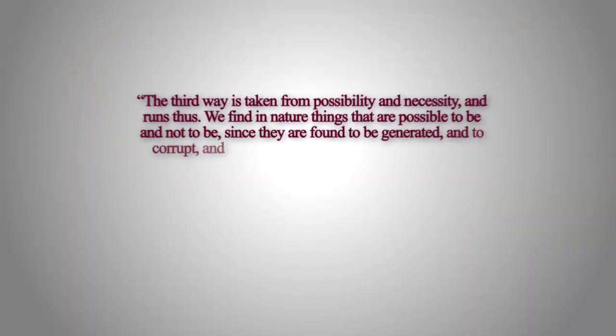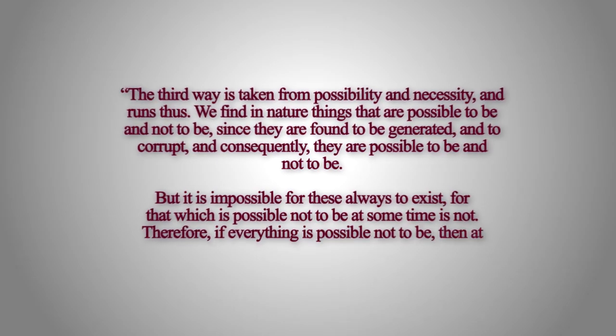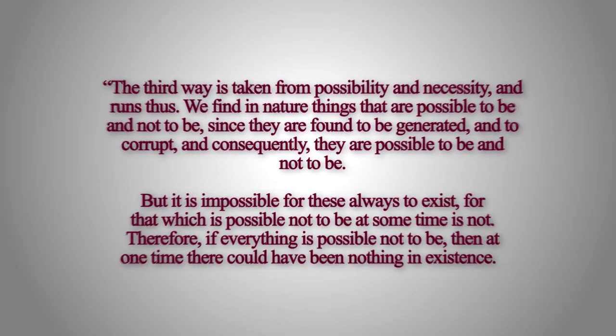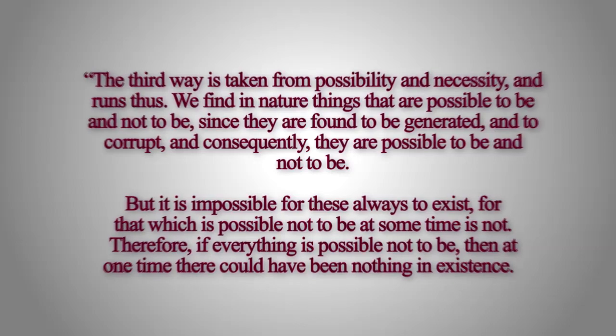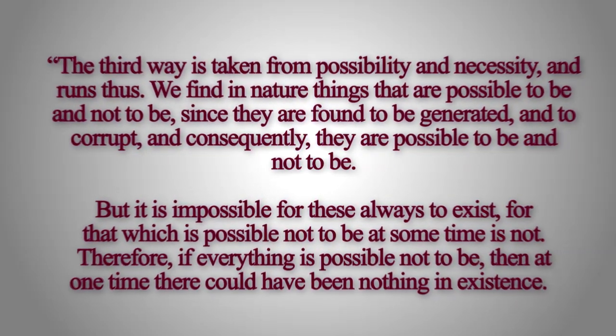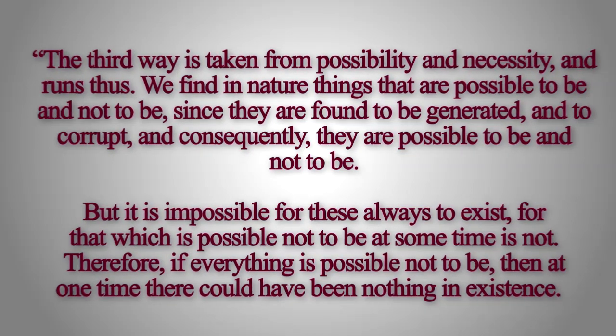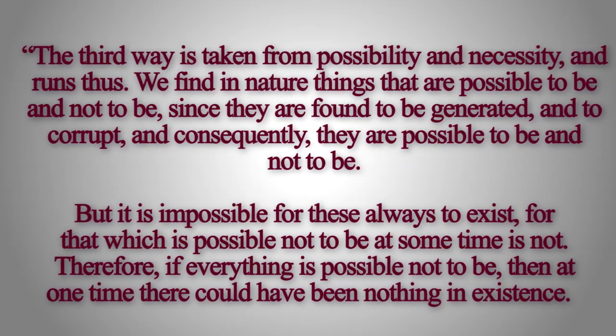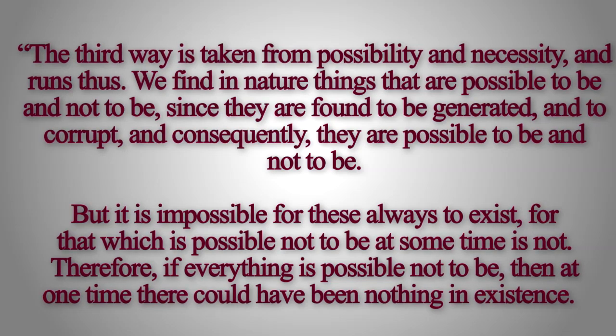So let's move on then to the third way. The third way is taken from possibility and necessity and runs thus. We find in nature things that are possible to be and not to be, since they are found to be generated and to corrupt, and consequently they are possible to be and not to be. But it is impossible for these things always to exist, for that which is possible not to be at some time is not. Therefore, if everything is possible not to be, then at one time there could have been nothing in existence.